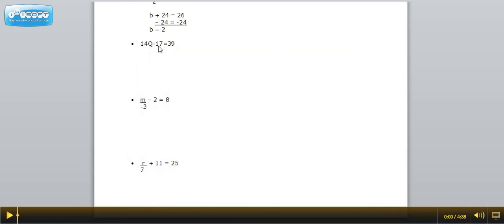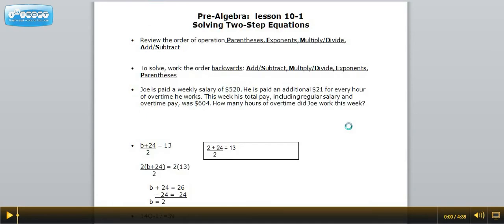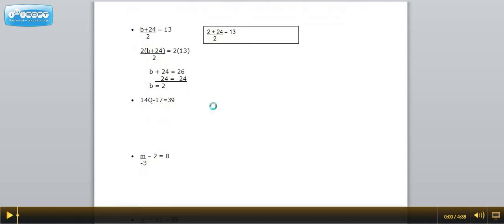Let's move on to our next example. We'll come back to that word problem in just a minute. Remember, I want to work my orders of operation backwards, and I don't have any fractions to deal with. So let's come back up to our orders of operation when we work it backwards. So I want to deal with the adding and subtracting first, which means I need to deal with this guy right here.